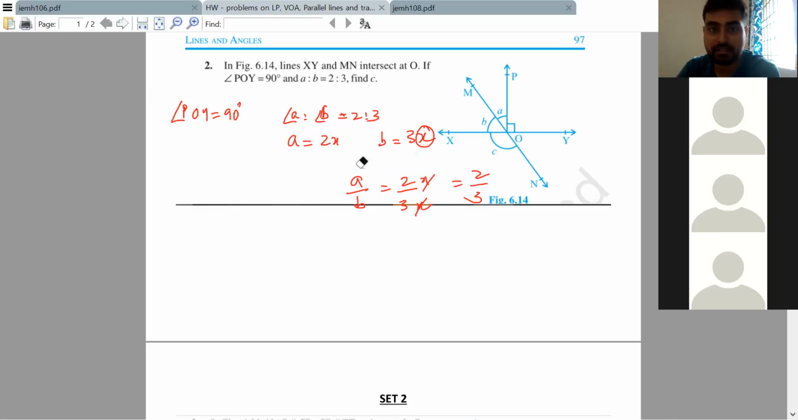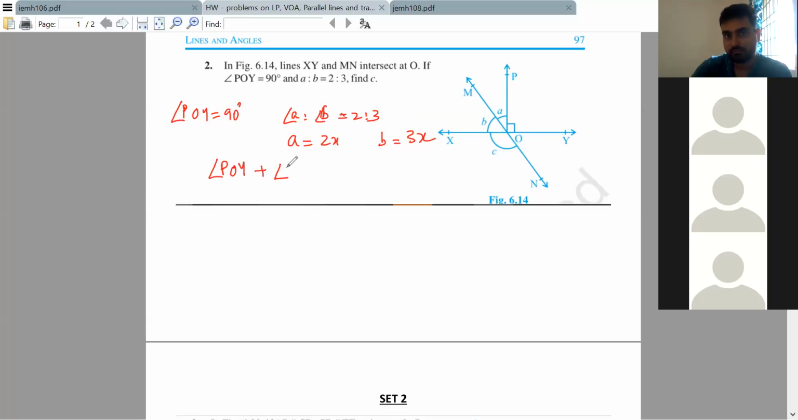I'm glad you guys are very fluent in this. So continue, Sumaya. Okay, sir. So angle POY plus angle XOP is equal to 180 degrees, sir. Very good. The reason being they are forming a pair. So tell me what they are forming? Yeah, they are forming a linear pair.